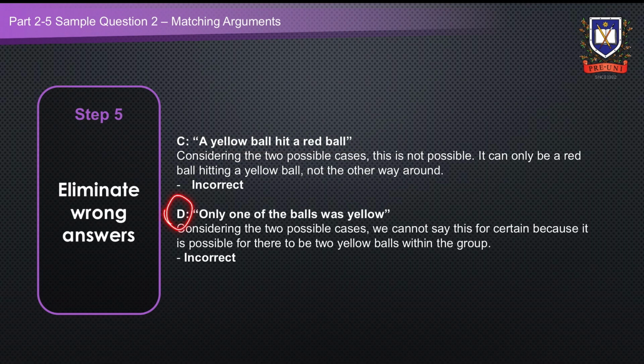Option D states that only one of the balls was yellow. Considering the 2 possible cases, we cannot say this for certain because it is possible for there to be 2 yellow balls within one group. So this statement is inconsistent with the information and thus incorrect. Therefore, our answer to this question is B.